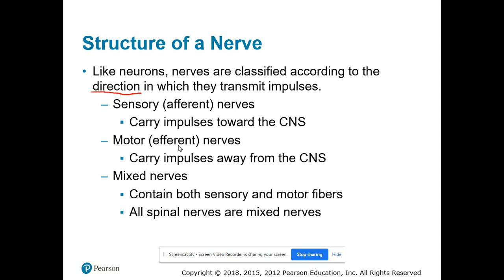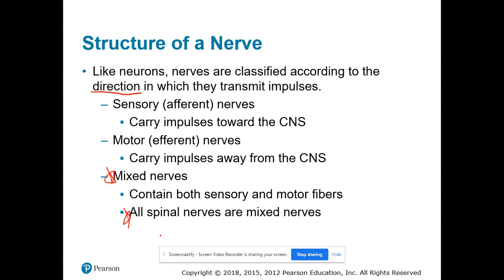stimulate. And then a new one that has not been introduced is mixed nerves. Mixed nerves actually contain both sensory and motor fibers. So they're able to take things to the brain and bring things back to our body. Almost all of our spinal nerves are going to be mixed nerves. And most of our cranial nerves are going to be mixed nerves except for a select few.